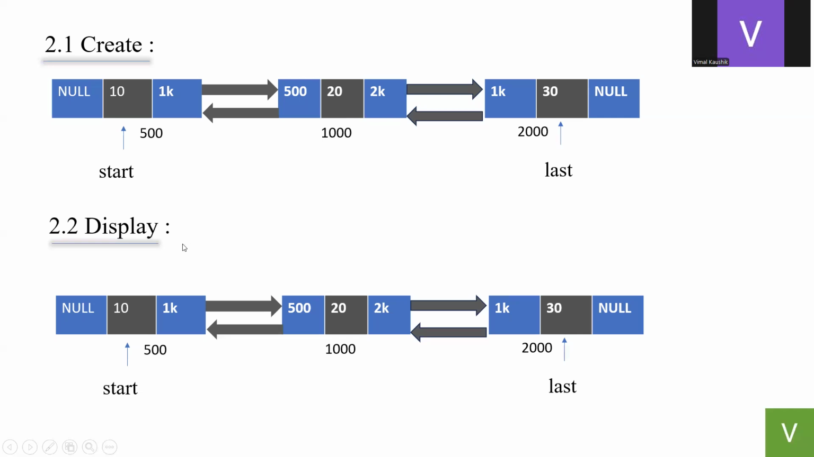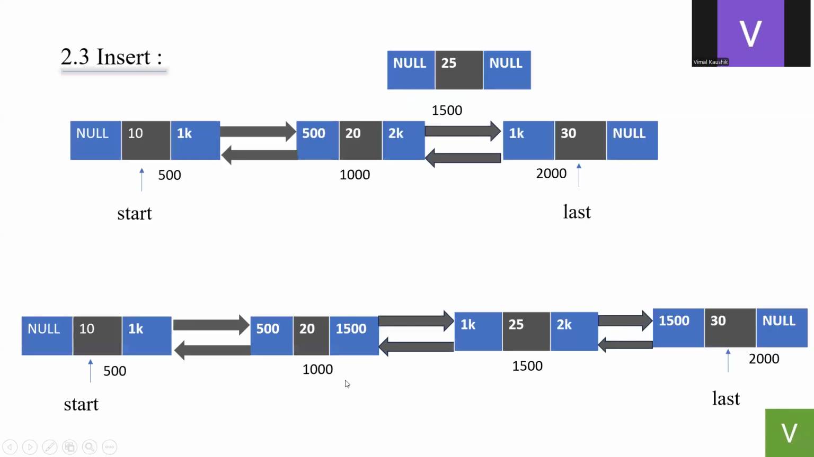Now let us look at displaying of a double linked list. We start with the start pointer variable. We will display the values until we reach the last pointer variable. So this is about display operation.